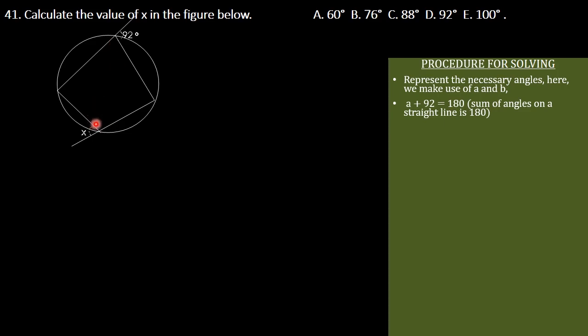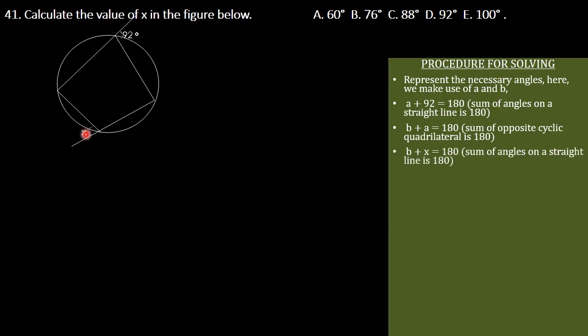We have A plus 92 degrees, that is this angle plus this angle to be 180 degrees, that is sum of angles on a straight line. And this angle to be our B, that is B plus A to be 180 degrees. Sum of opposite angles of a cyclic quadrilateral is 180 degrees. B plus X is equal to 180 degrees, that is sum of angles on a straight line is 180 degrees.